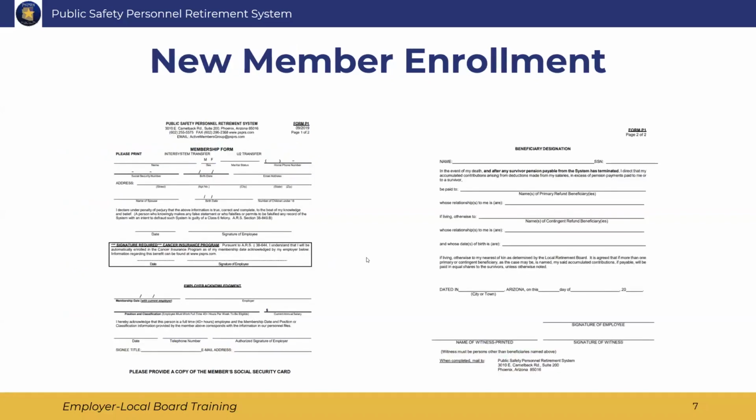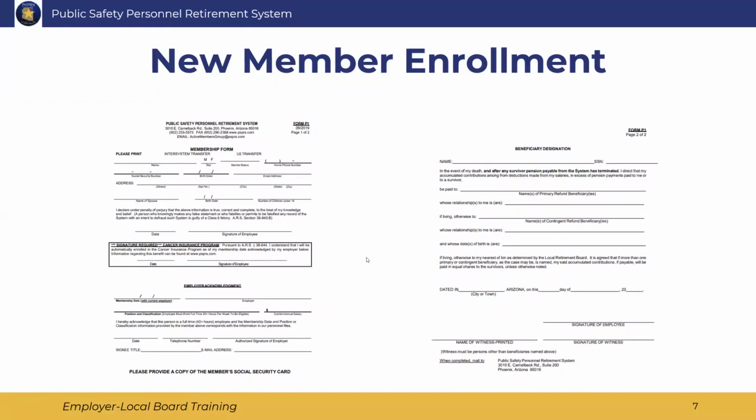So we're going to get started with the P1 form. When a new employee is hired into your agency, one of the first things the member should complete is the membership form, also known as the P1 form. On the left-hand side is page 1 of it. On the right side is page 2 of the form. And on page 2 is the member's beneficiary information. This is extremely important to the public safety retirement system and to the member themselves, because we would love to have their beneficiary on file.